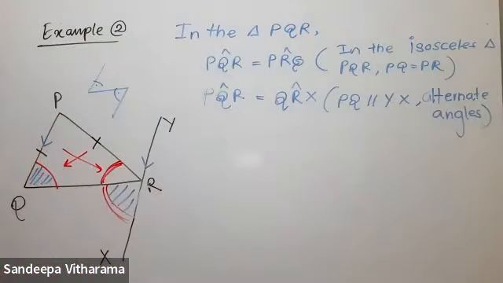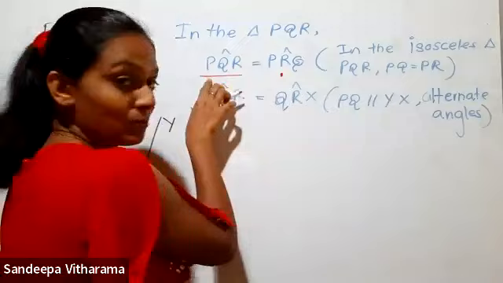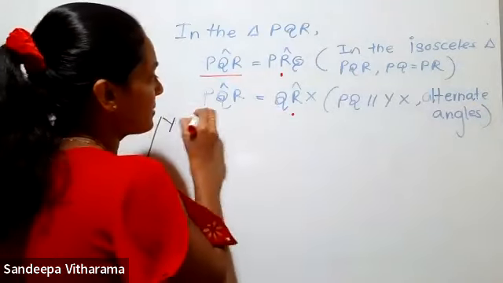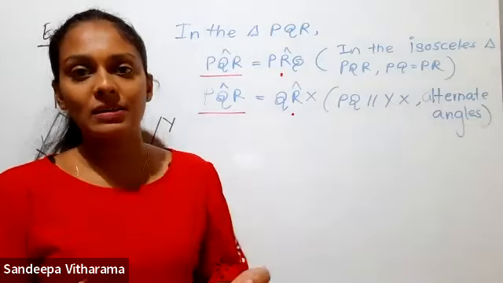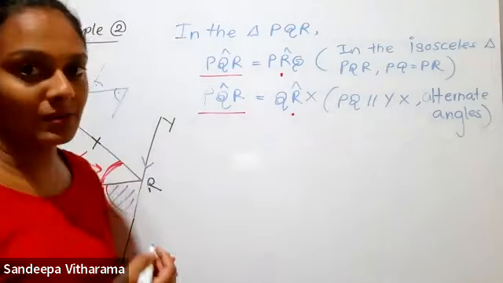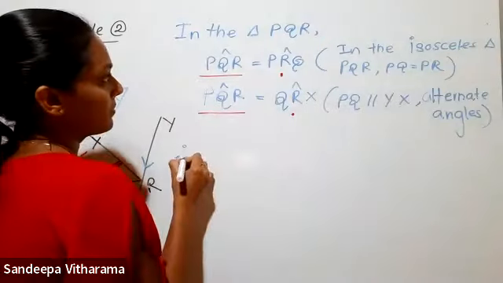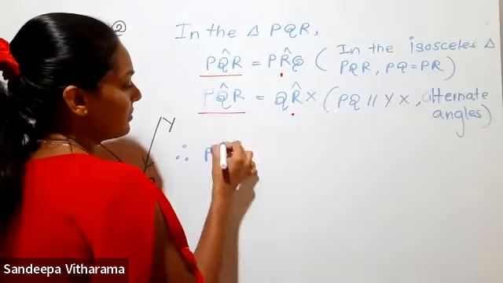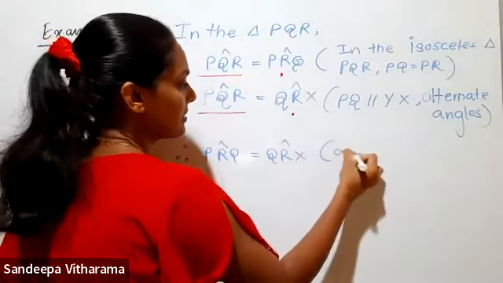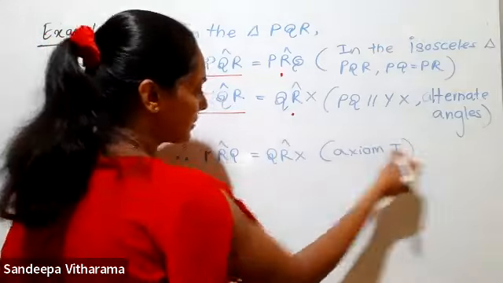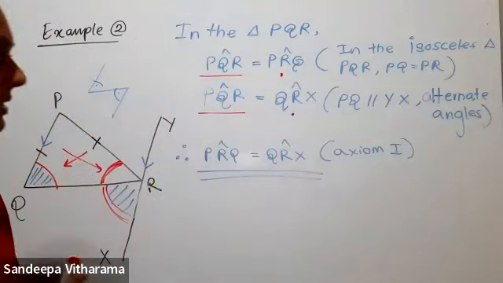Now you can identify that here two angles, this angle equals PQR and this angle equals PQR. The quantities which are equal to the same quantity are equal. It is axiom 1 that you have learned in grade 9. So we can write that, therefore, angle PRQ equals angle QRX. Reason is axiom 1. Okay. The quantities which are equal to the same quantity are equal.